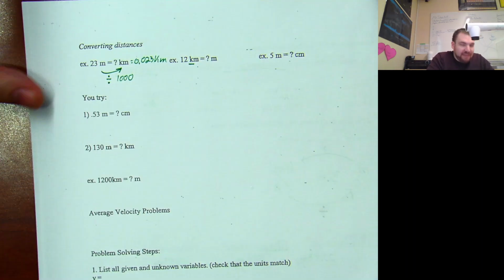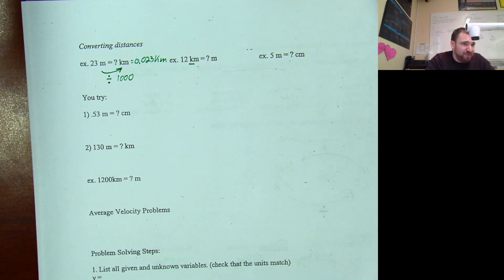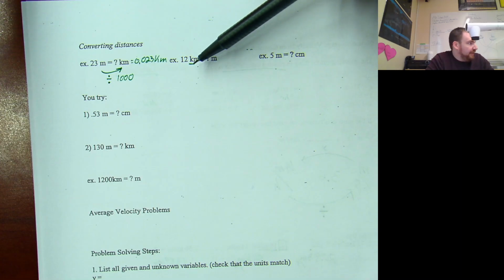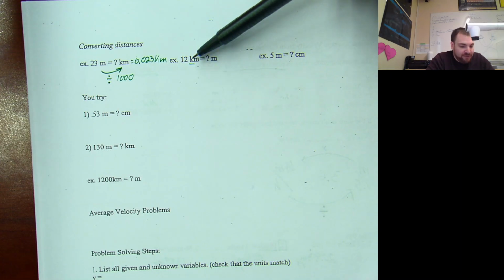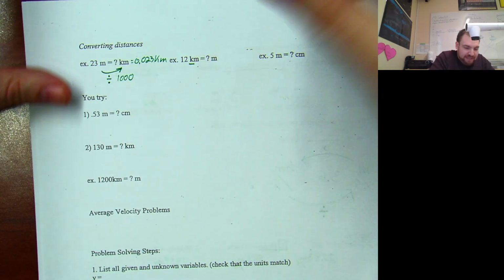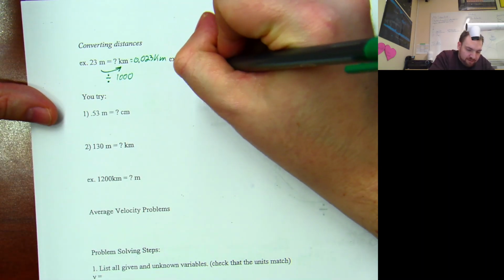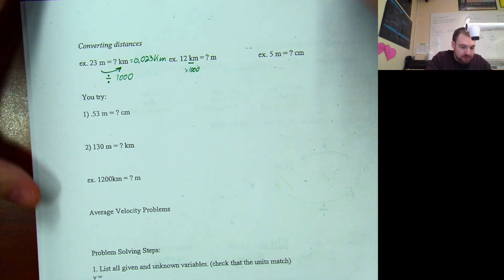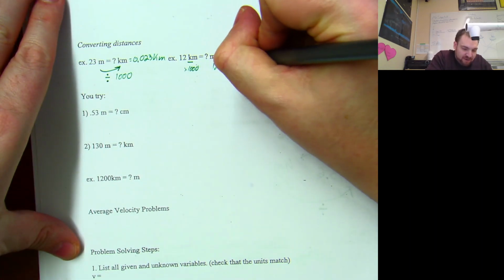Kilometers to meters. Again, I don't really care how you choose to think about it. But one of the ways you can think about it is by recognizing what these prefixes actually are. Kilo means it's 1,000. So if you have 12 kilometers, we're dropping the kilo, we're multiplying by 1,000 to replace the fact that we just pulled out kilo. So this is going to give us 12,000 meters.